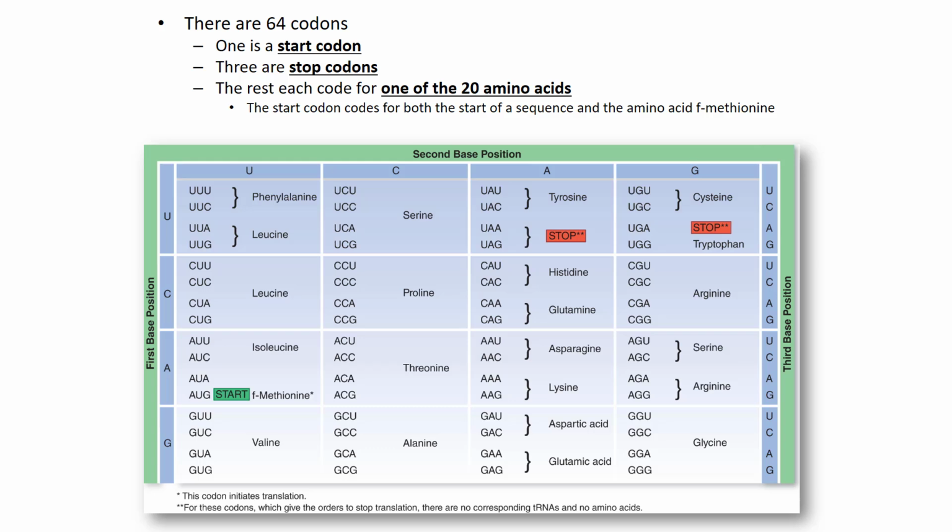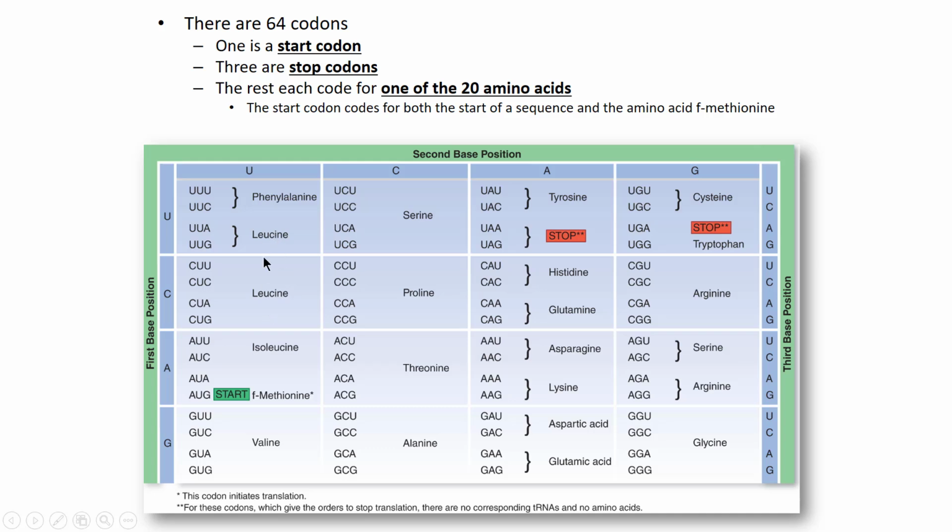So there's what's called redundancy and then wobble. Redundancy is the idea that multiple codes code for the same amino acid. And wobble is the idea that I can sort of get a close matching code and still get the same amino acid. So if I have UUU or UUC, I'll still get phenylalanine.